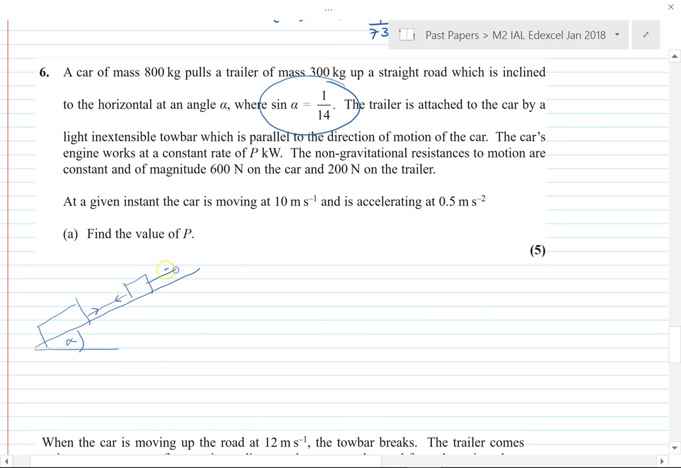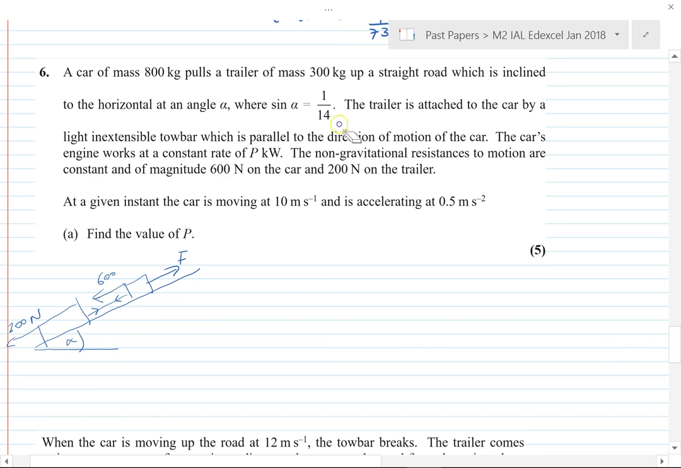The car's pulling, of course, so there'll be a driving force pulling this up. Otherwise, it would never get up, of course. There's a driving force. We're told the resistances as well: 600 newtons for the car, and 200 newtons for the trailer.